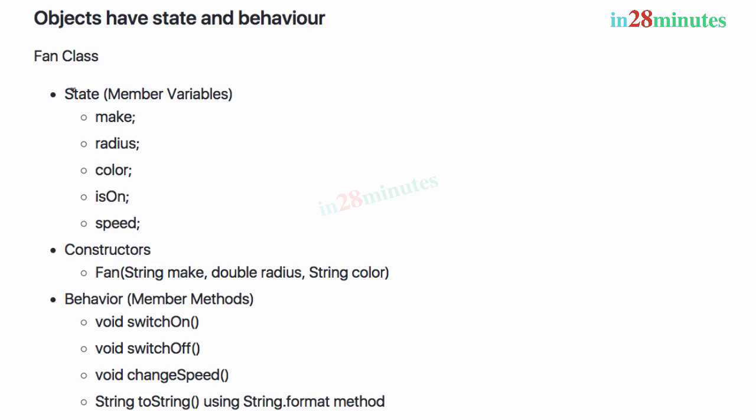So I said over here, the state I am looking at is make, radius, color, is on, and speed. So basically what we are doing in here is we are saying this is the manufacturer, this is the radius of a wing of a fan, and this is the color of the fan, and this is whether it's on or off, and if it's on, what is the speed. So those are the different things that are important to represent the state, but you might be thinking of a wide range of other stuff as well.